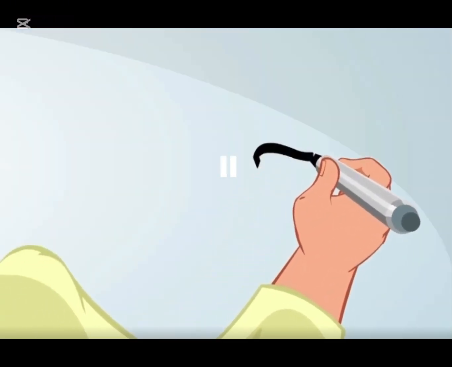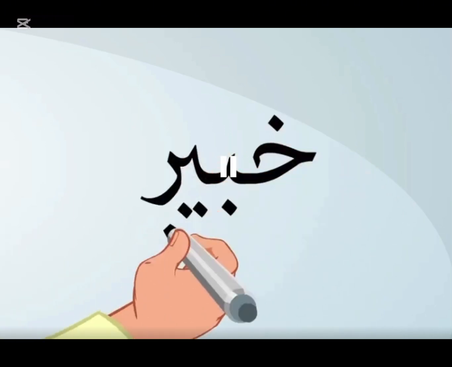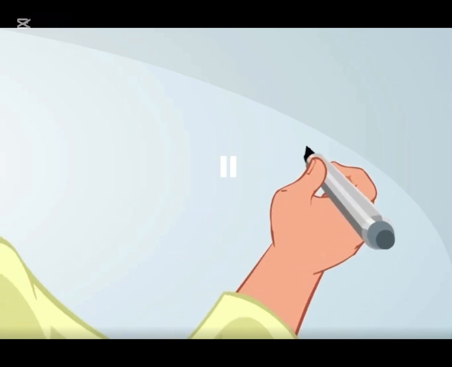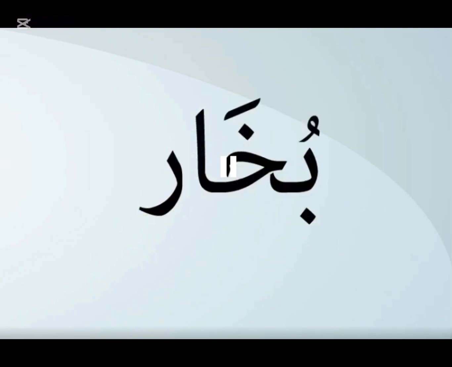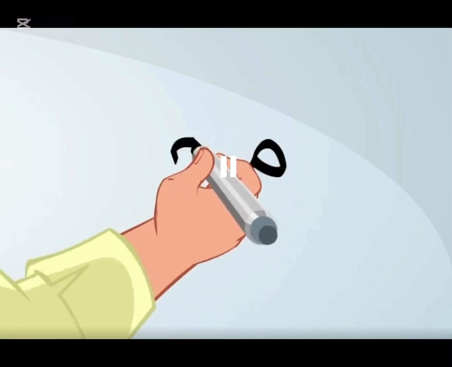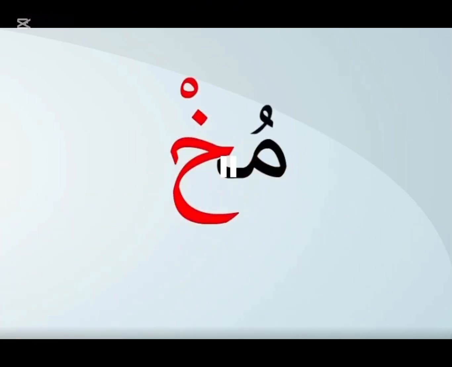This is how we write Khaa at the beginning of the word, like this example. خبير, which means expert. This is how we write Khaa at the middle of the word, like this example. بخار, which means steam. This is how we write Khaa at the end of the word, like this example. مخ, which means brain.